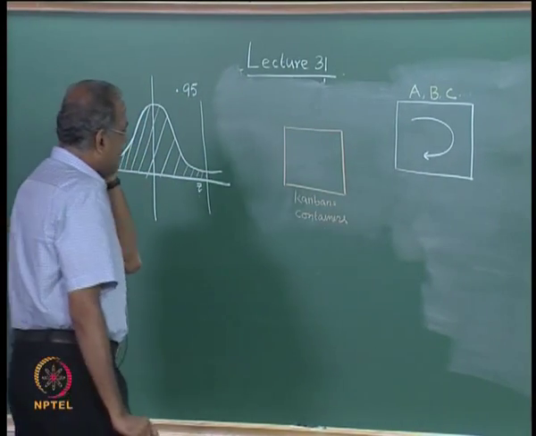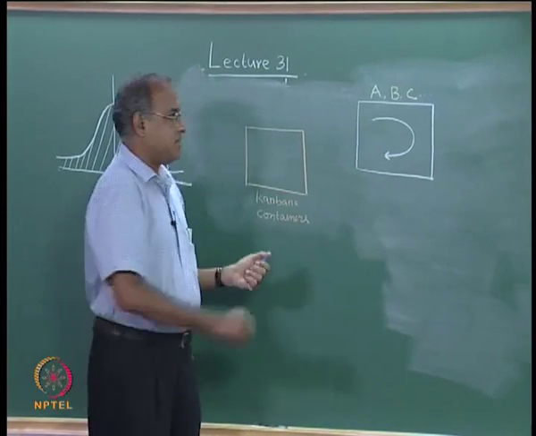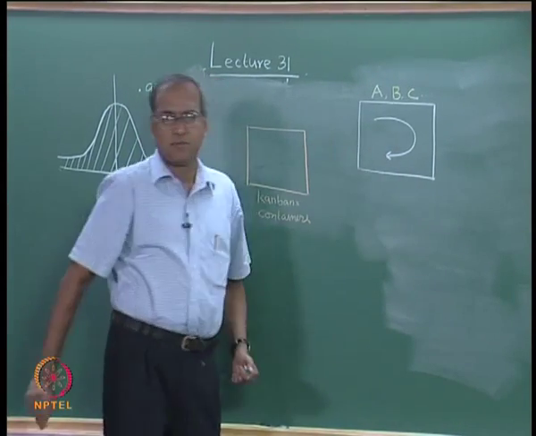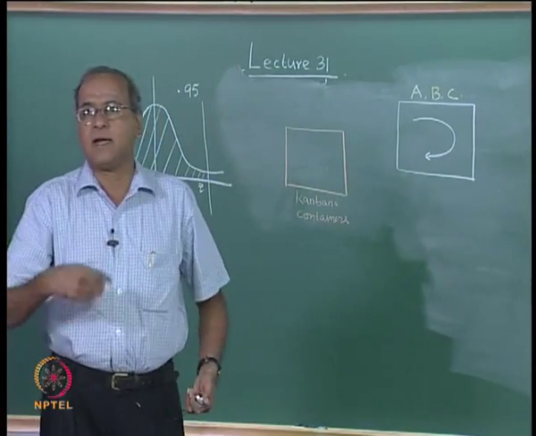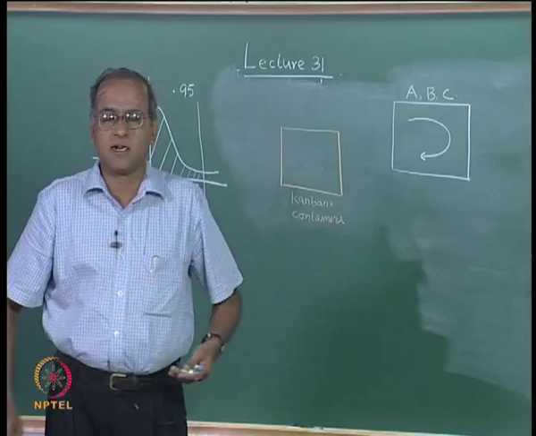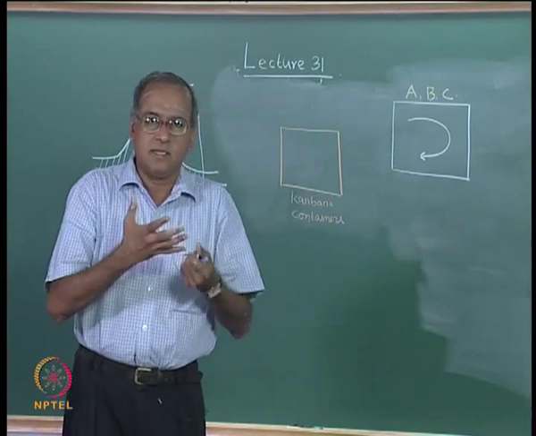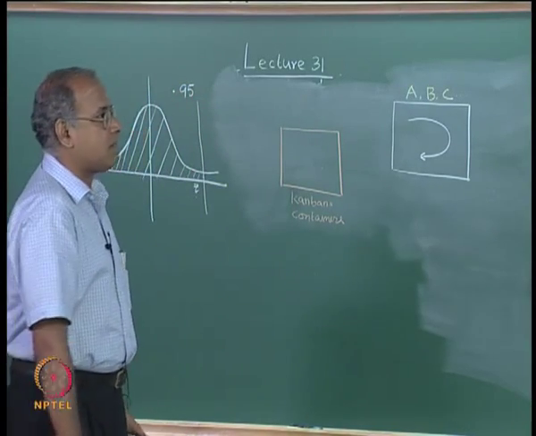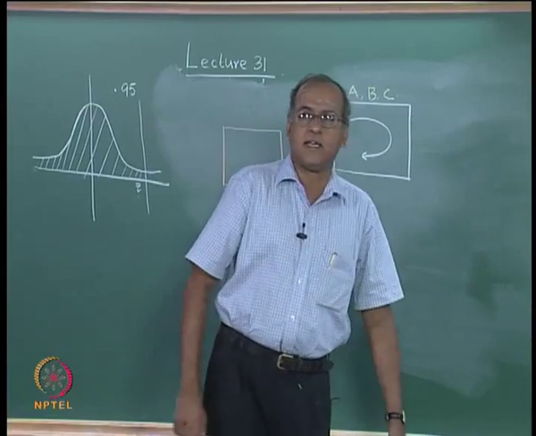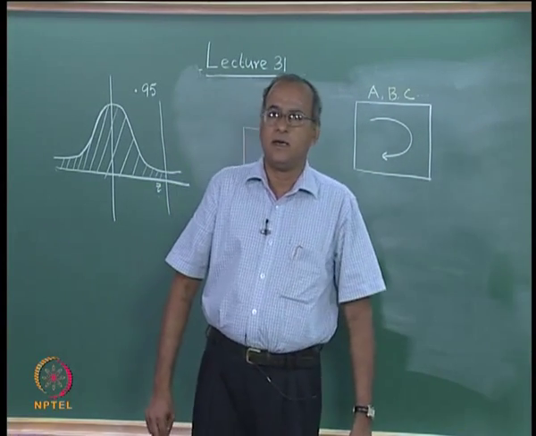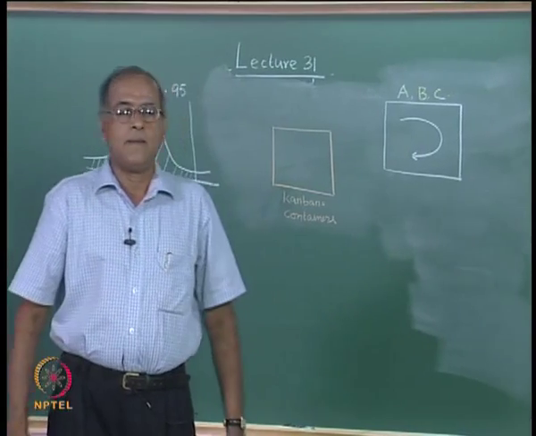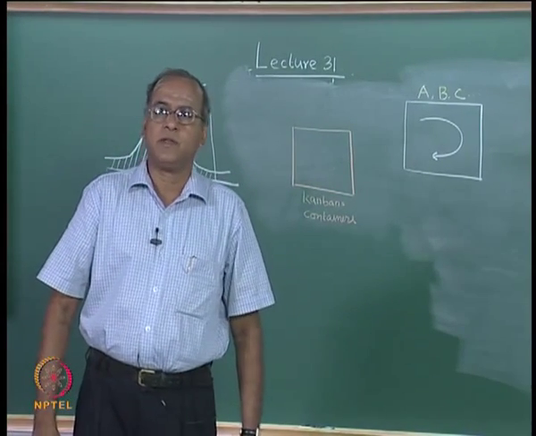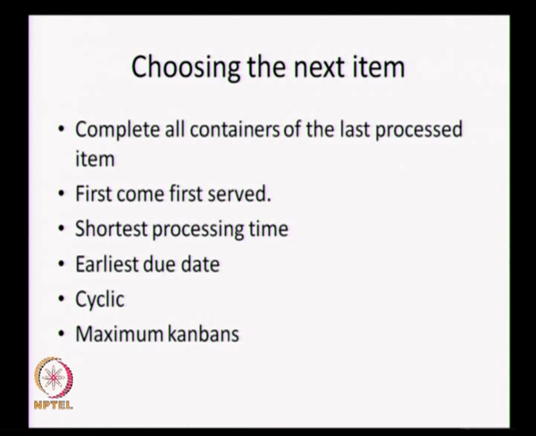So, when one particular item is completed, it has to be replenished. Now, how we choose the next item to be replenished is another model that will dictate the completion times of the various items that we are looking at. Some simple thumb rules are: complete all the containers of the last processed item. Another rule could be first come first served. The third could be shortest processing time. The fourth could be earliest due date. The fifth could be a cyclic rule, and the sixth would be to choose the one which has the maximum number of Kanbans.